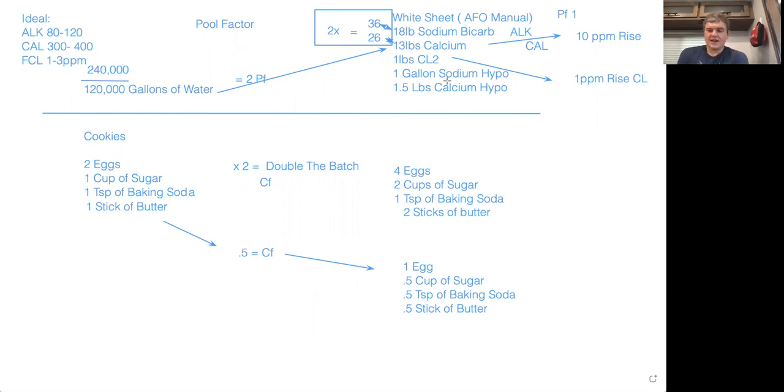Just by doubling the ingredient, you get the same result. The alkalinity and the calcium per the white sheet are moving in tens because usually the movement is more substantial. Whereas with the chlorine, you're looking at smaller dosages because you're moving in 1 gallon, 1 pound, a pound and a half. So I hope that's helpful to understand how the pool factor works and what you're trying to achieve by targeting the ideal water chemistry using the pool factor per the amounts listed on the white sheet.